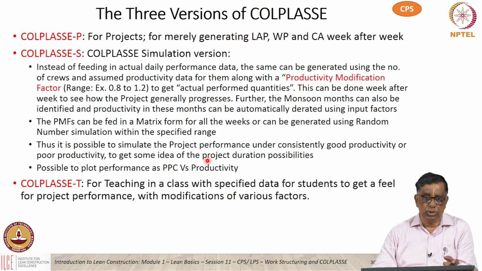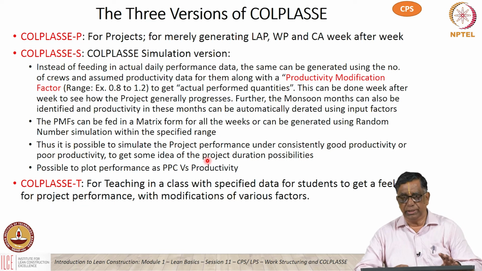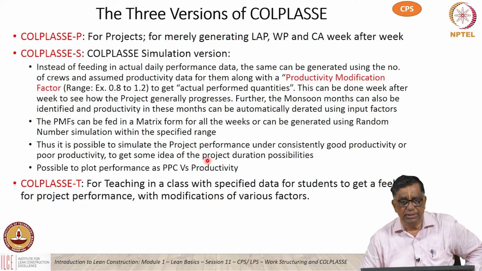Whatever I have described to you so far, the generation of look ahead planning, weekly planning, and the calculation of PPC and root cause analysis, they all are carried out for a given project. So, there the planner has to choose the planned quantity for the look ahead planning, and the actual quantity will come from the actual performance in the project. So, there is nothing to be calculated, it is all decided by the planner.